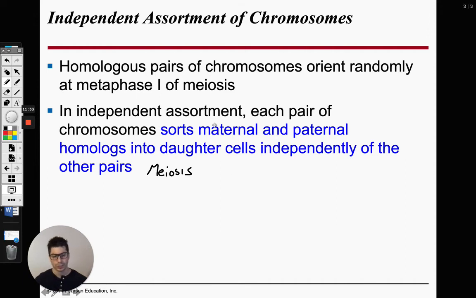All right. So let me draw my cell here. So this is going to be between metaphase. We'll do metaphase and anaphase. All right. So during metaphase, we could do metaphase number 1 if we want to be real specific here.